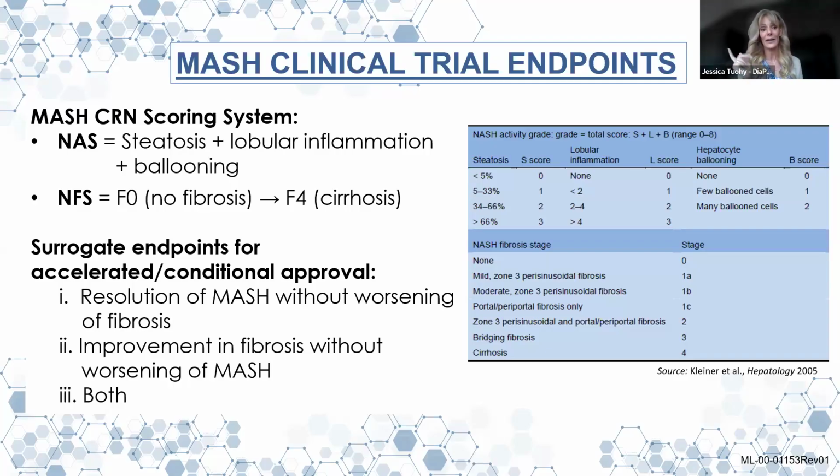But going back to endpoints, the surrogate endpoints that are accepted by the FDA for MASH drug approval are either the resolution of MASH without worsening of fibrosis, an improvement in fibrosis without the worsening of MASH, or both. And for EMA approval, both 1 and 2 need to be met.